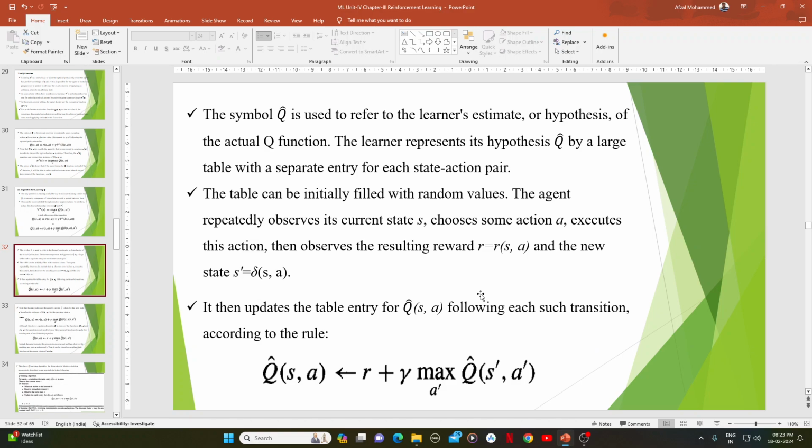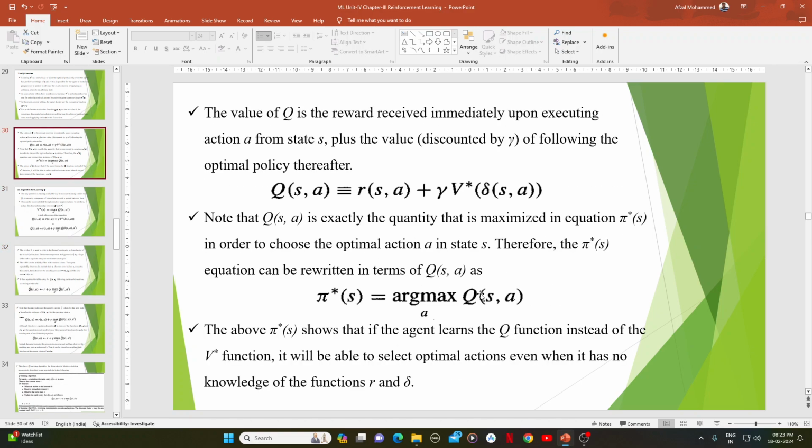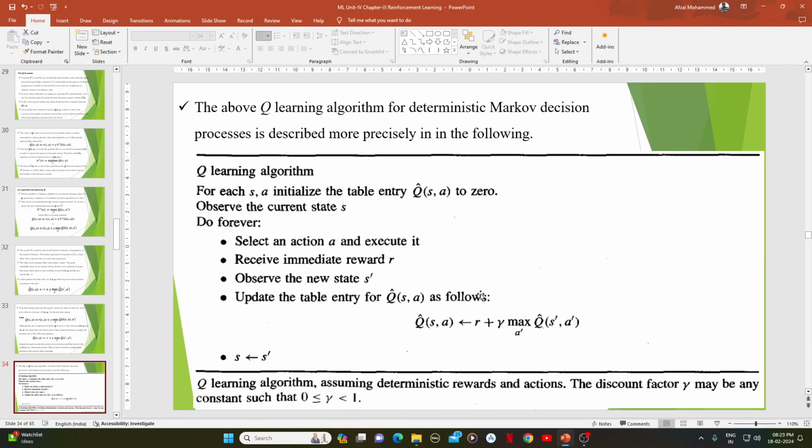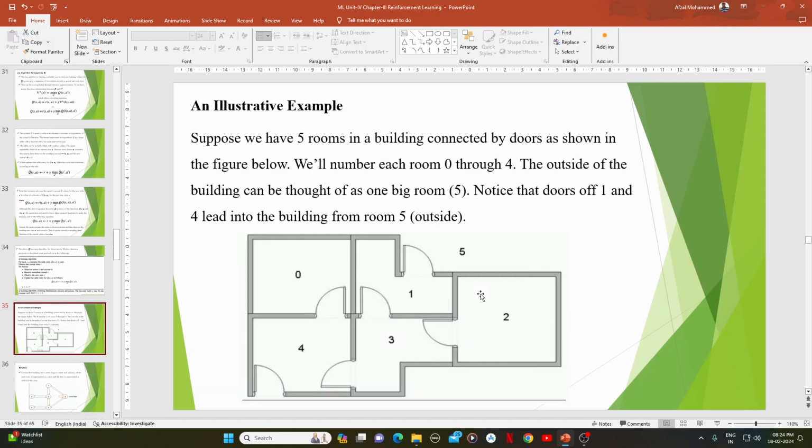We are going to maintain the Q value for all possible states from the current state. In that matrix, in that graph, we will maintain the Q value, and based on the Q value only, we will select the particular action to be performed or the particular state change to occur. Here you can see the illustrative example they have given.